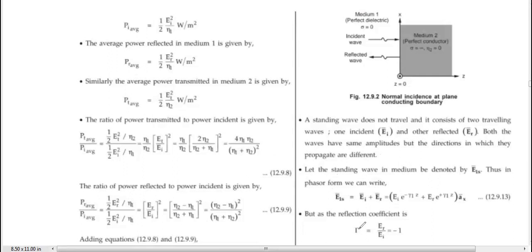And the reflection coefficient gamma is equal to minus 1. Using these, the standing wave is E1s, where s means standing wave, a combination of Ei plus Er. Ei is a magnitude and Er is also a magnitude, having exponential values e power minus gamma 1 into z and e power plus gamma 1 into z. And because we are considering E in the x direction, a x bar. Okay, my dear students, we'll discuss.